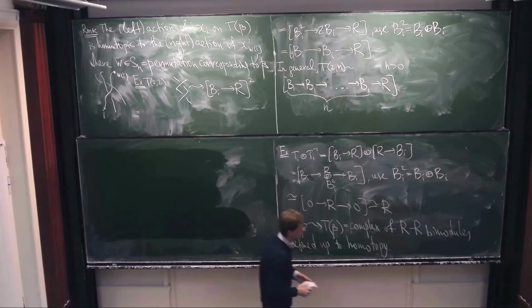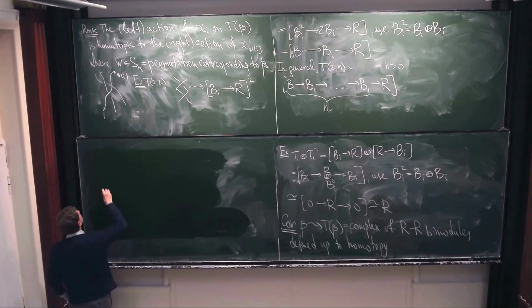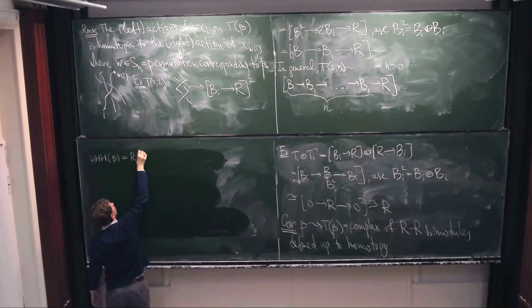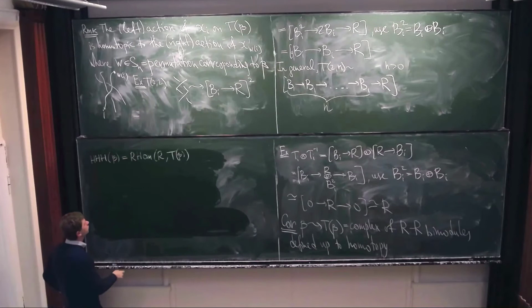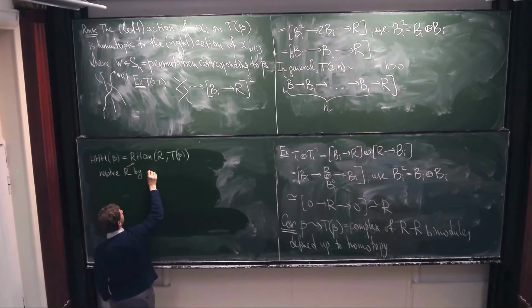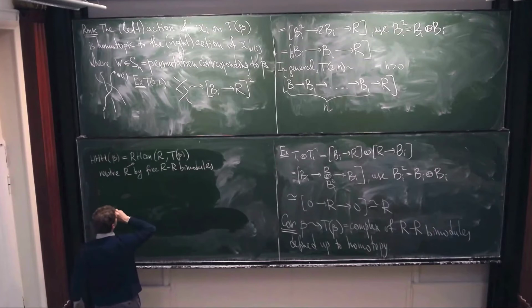And so the last ingredient is we need to take homology of this complex, but we need to take it in some strange way, which may not be so strange for most people in the audience. We define HHH of β to be RHom from R to T(β). By RHom, I mean that we resolve R by free R-R bimodules, and we take Hom from each term there, and then we take homology of the resulting complex.